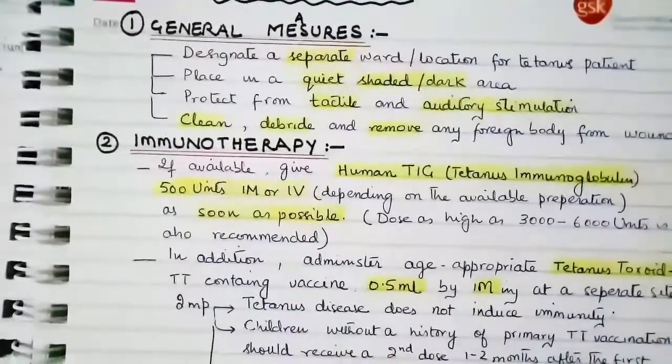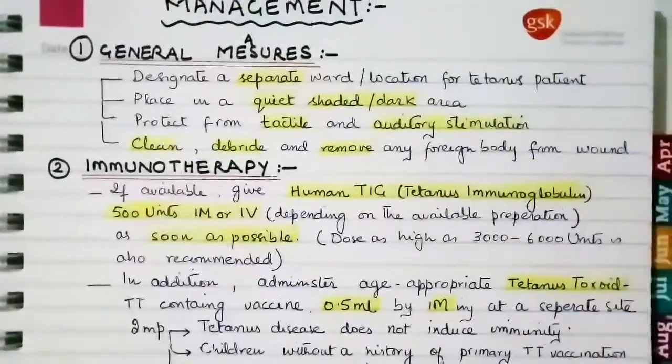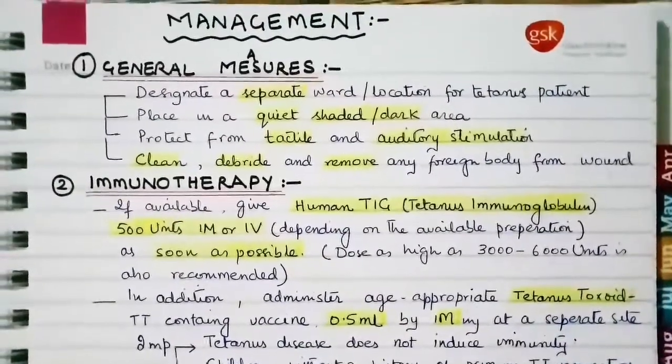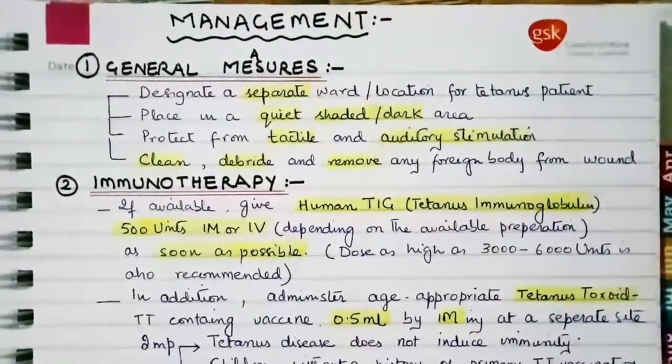Now friends, I will discuss the management of childhood and neonatal tetanus. It's important to designate a separate room or location for the tetanus patient. Place the child in a quiet, shaded or dark area. Protect him or her from tactile and auditory stimulation. And clean, debride any devitalized tissue, and remove any foreign body from the wound.